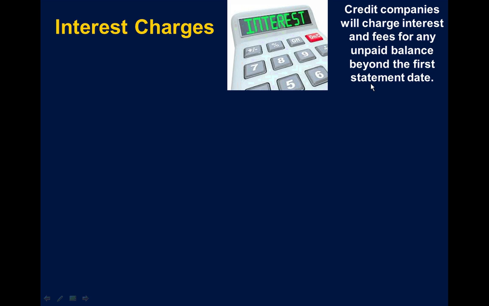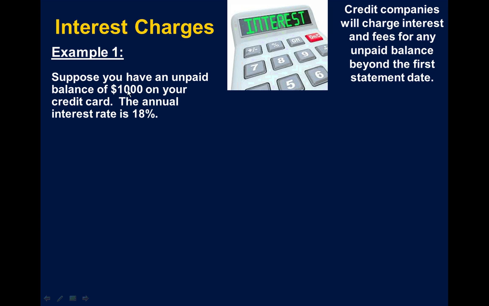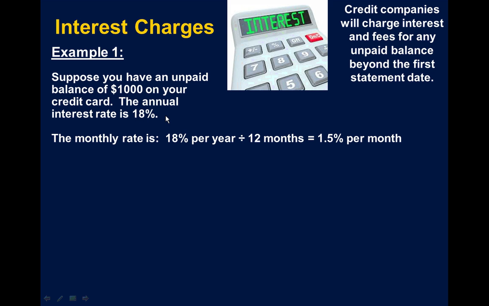If you bought something on the first of the month, you'll get your statement towards the end of the month, and if you can't pay the full balance, then they charge you interest and fees. Here's an example. Suppose you have an unpaid balance of $1,000. The annual interest rate is 18%, which is a common percentage on credit cards. First thing you've got to figure out is, what's your monthly rate? Because they're doing this by month. 18% per year divided by 12 months in a year is 1.5% per month. 18 over 12 will give you 1.5.